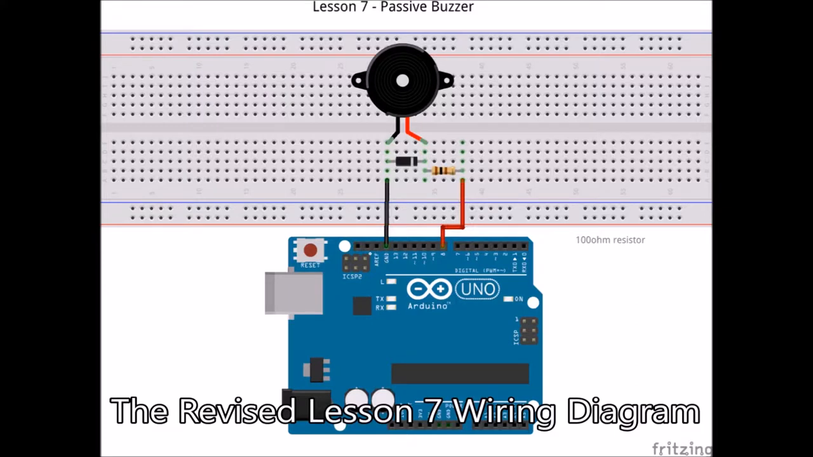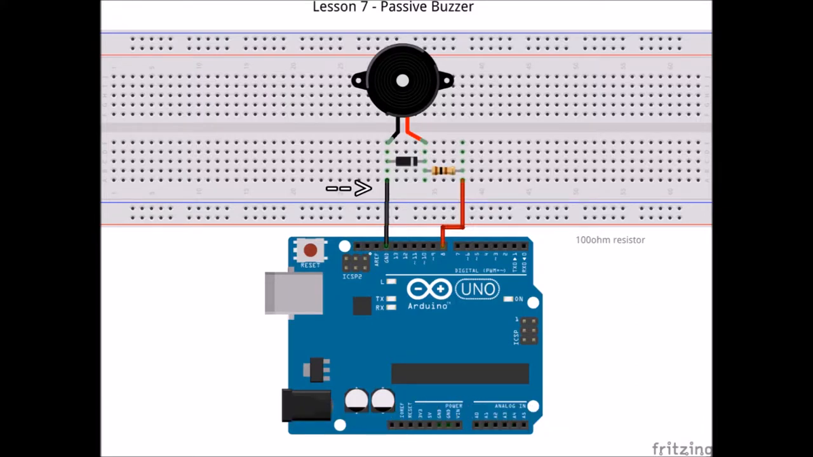Here's the circuit. See how the ground is connected to the negative side of the passive buzzer and the anode of the diode. The buzzer's positive pin is connected to the resistor and the cathode of the diode. The resistor is connected to pin 8.